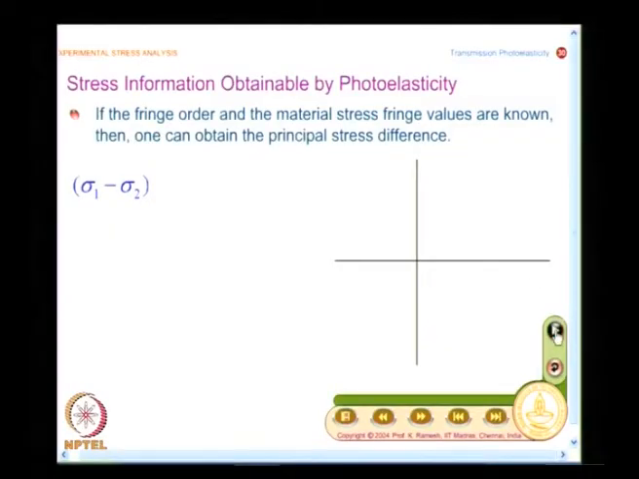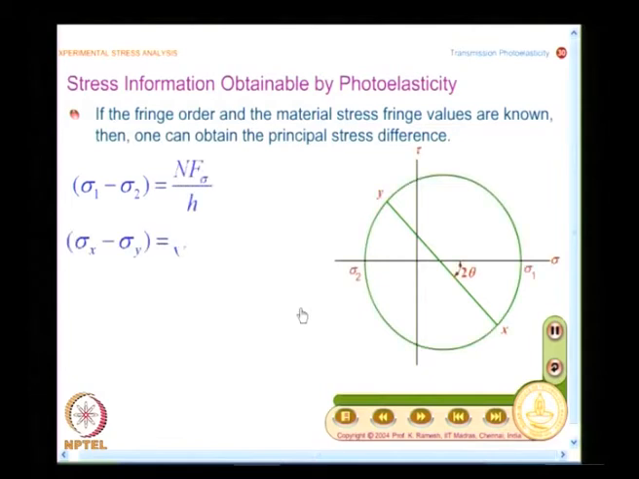It is not new, we build on your understanding of solid mechanics, strength of materials. The foundations have to be strong, that is why we had a review on solid mechanics. You should know about the Mohr circle, you should know that stress is a tensor, and the Mohr circle represents this beautifully. And what I have here, I have sigma 1 minus sigma 2 given as n F sigma by h, and if I know the Mohr circle, I can easily write sigma x minus sigma y equal to sigma 1 minus sigma 2 into cos 2 theta.